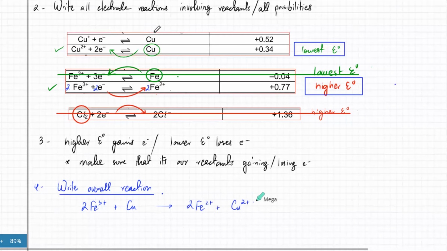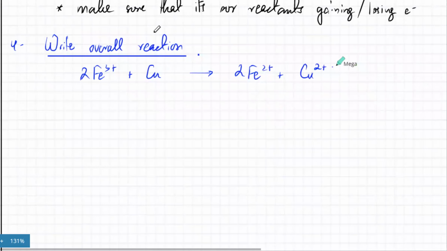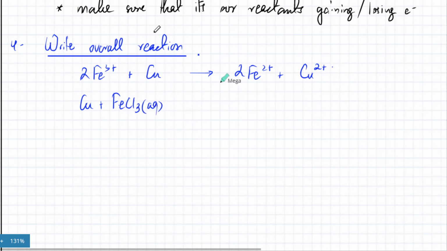So we've been able to figure out what the reaction is going to be when you react copper with FeCl3 aqueous, which basically means you're getting an ionic equation. So it basically means that Cl minus 1 ions are spectator ions. The reaction that is happening is between copper metal and Fe3 plus. And Cl minus 1 ions are spectator ions. Nothing is happening to them. They're neither gaining nor losing electrons.